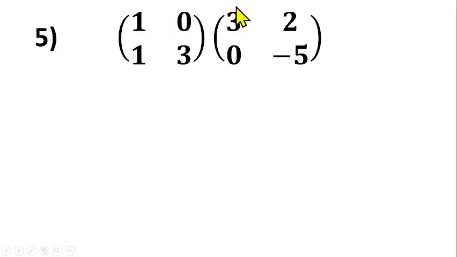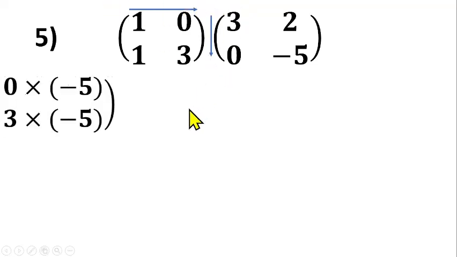So this row will multiply this column. This row will multiply this column. Then this row will multiply this column. This row will also multiply this column as well. So row will multiply the column. That's what this arrow is telling us. Do we understand that? Let's multiply them out.